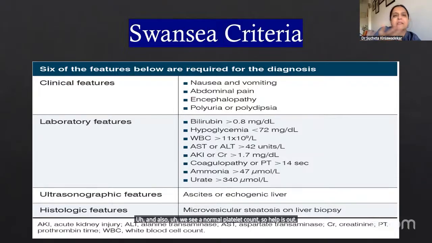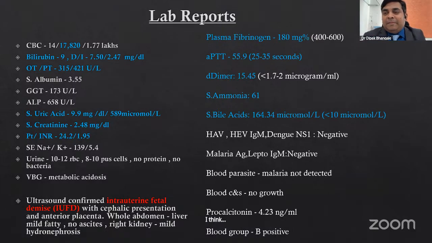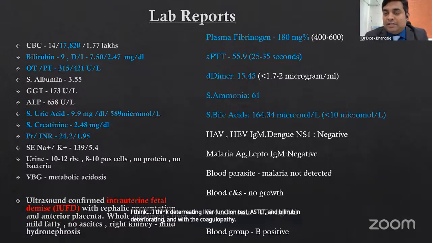Typically, viral markers take a day's time or 2 days' time for us to get the answer, but LFT, SGOT, PT are available quickly. Bilirubin is available quickly, and hypoglycemia. So, thinking along those lines, can we initiate treatment? I mean, start action to deliver the baby if the baby is alive. I think with deteriorating liver function tests, AST and bilirubin deteriorating, and with the coagulopathy, it is absolute. I think the decision will be the same whether it is AFLP or HELLP.